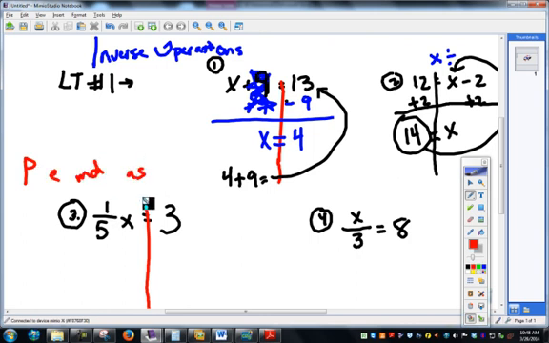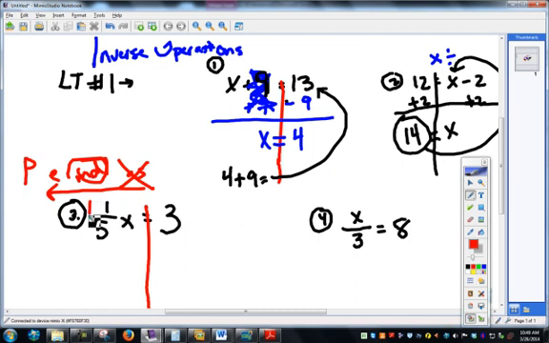Do it backwards. We ask that first question: is there any addition or subtraction happening to the variable? No, there is not. Okay, so there is no addition or subtraction, so we go to the next step. Now, is there any multiplication or division happening to the variable?